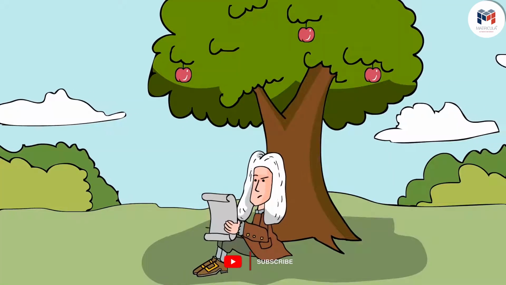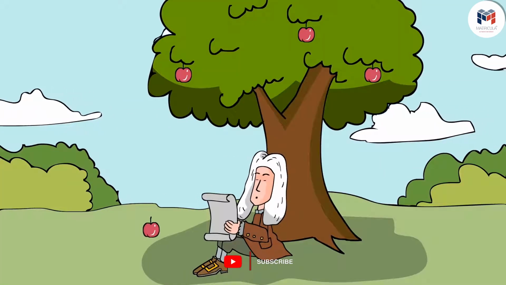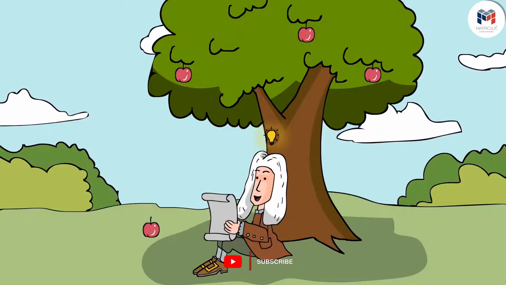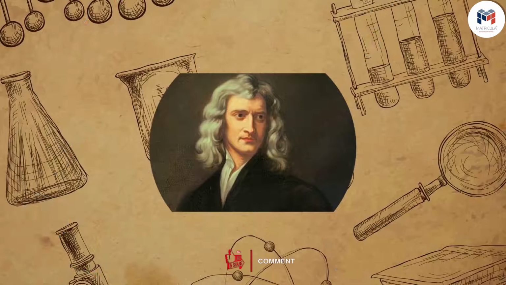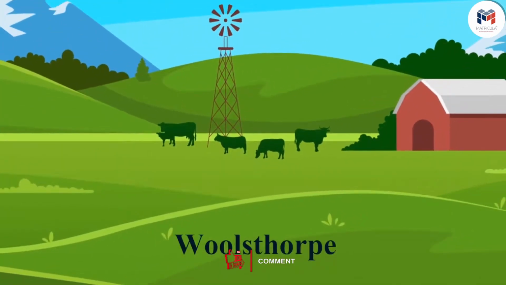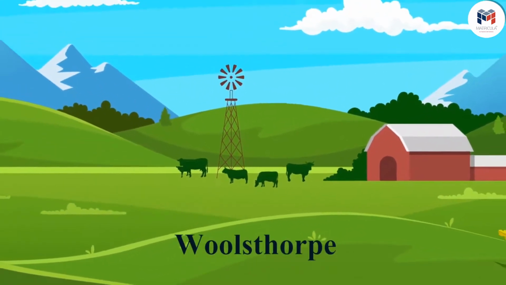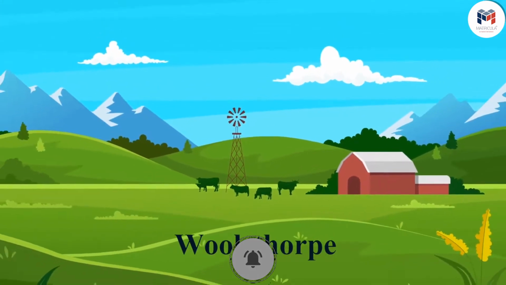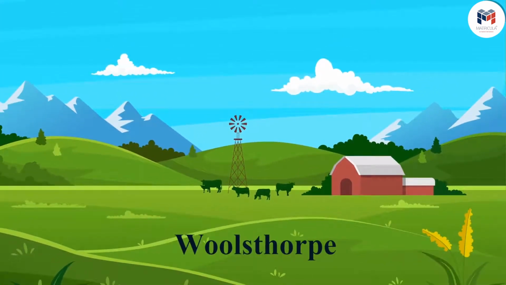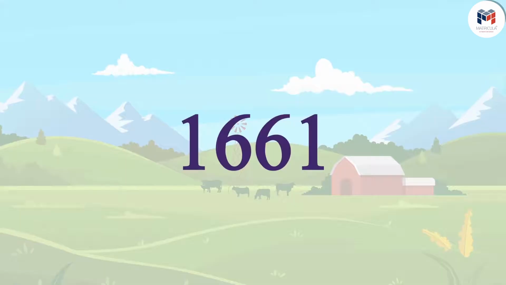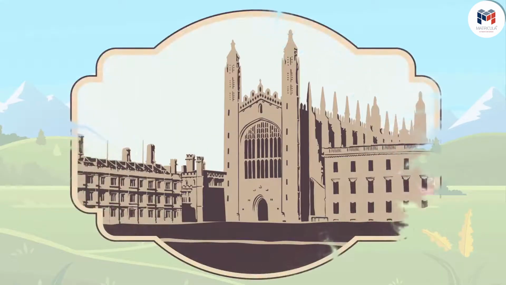Earlier, we learned how Isaac Newton discovered the laws of gravity. Let's now know a bit more about him. Sir Isaac Newton was born in Woolsthorpe, near Grantham, England. He was born in a poor farming family, but he was not very good at farming. In 1661, he was sent to study at Cambridge University.